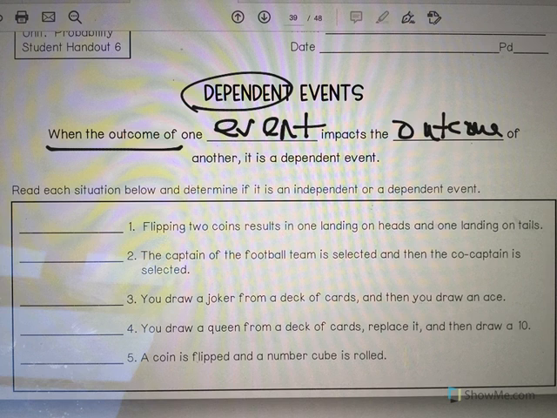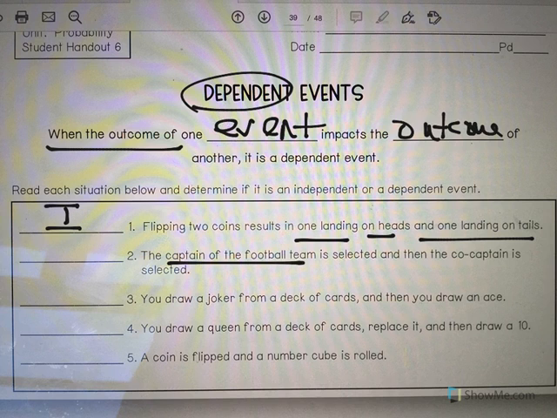Okay, here we go. Flipping two coins results in one landing on heads and one landing on tails. Well, those events are pretty independent of each other. It could land on heads, it doesn't need to land on heads and then go to tails. So that is independent.